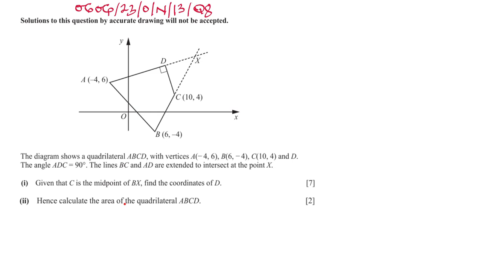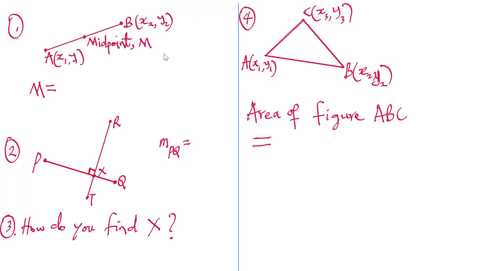Here to solve, but let's first of all have a recap of some key points. For the first one, we are to find the midpoint M of line segment AB. How do we find it? We add the x coordinates, x1 plus x2 divided by 2, comma, add the y coordinates of the endpoints, y1 plus y2 divided by 2. This is the midpoint of line segment AB.